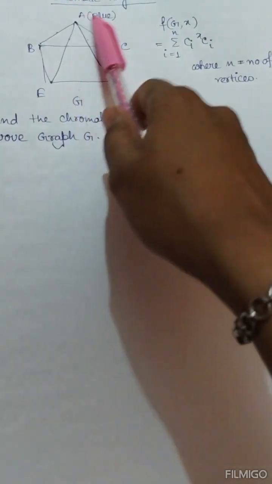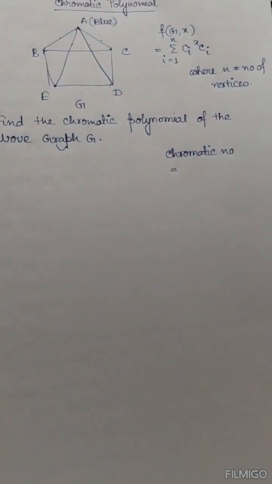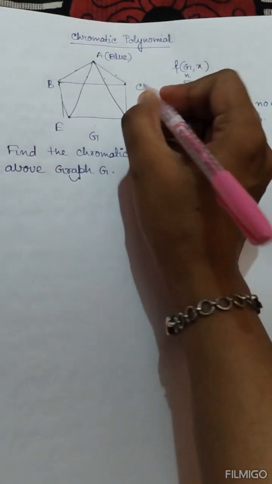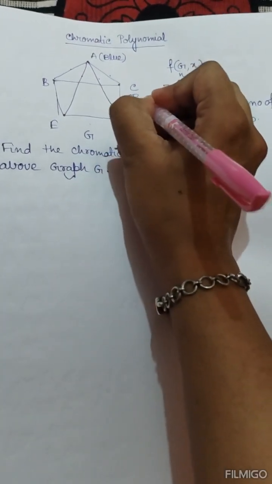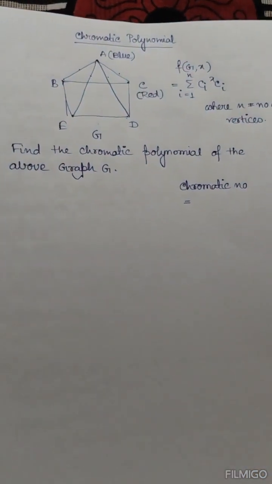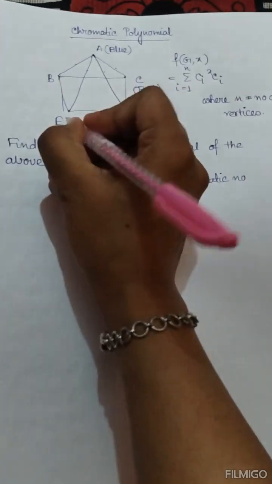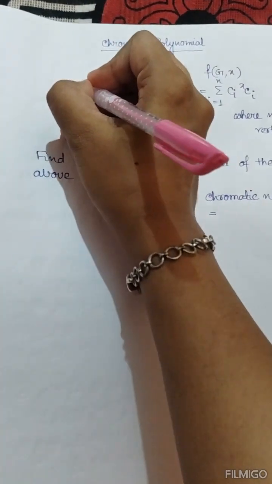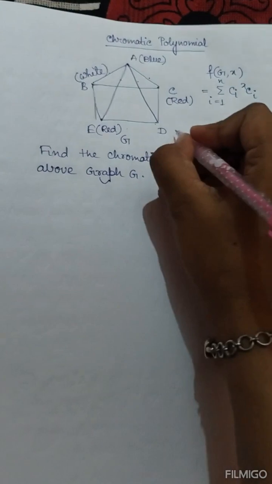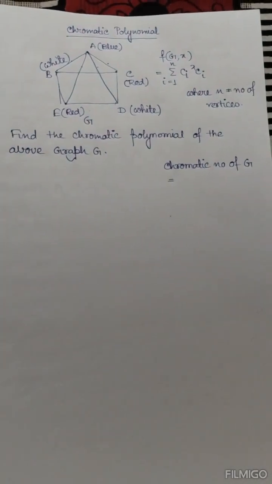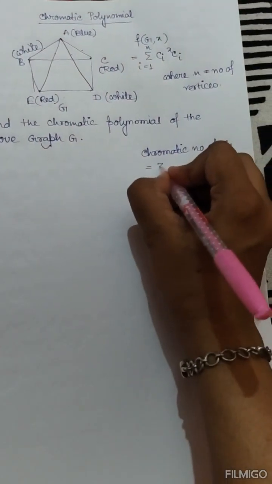Then as A is connected with all other vertices, we can't put this blue color anywhere else. That means we have to put another color to this C. We will put here red color. Now as we put red, C and D are not connected, so we can put red there. Similarly, if we put here white, then we can put white there also. So what is the chromatic number of this graph G? Chromatic number of this graph G is 3.